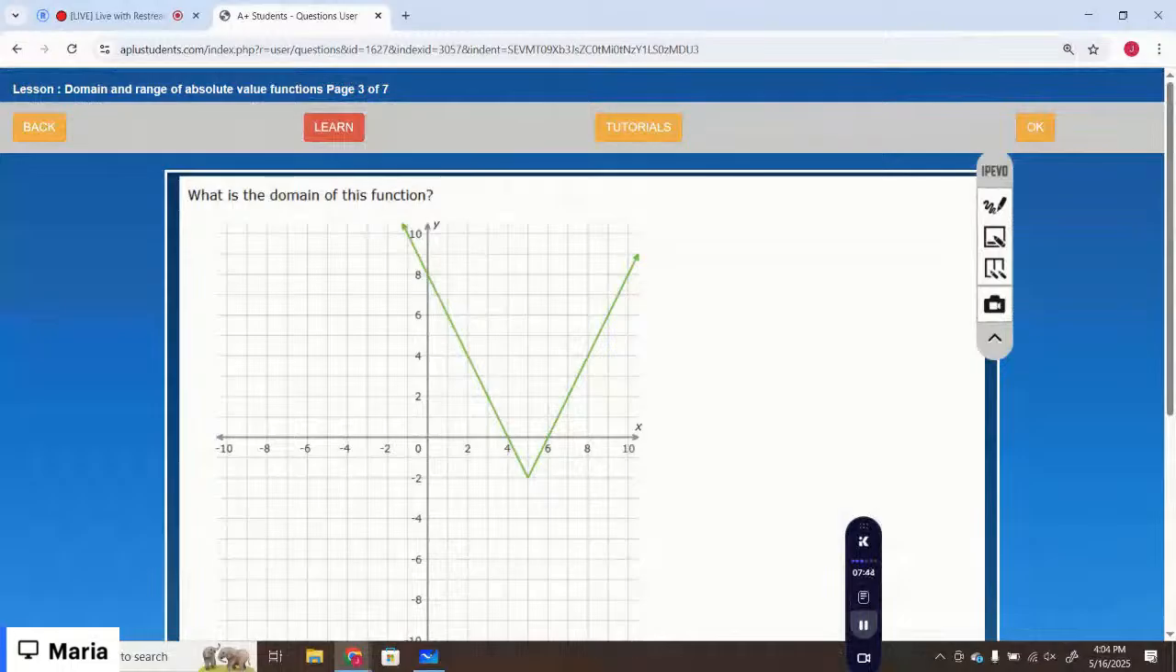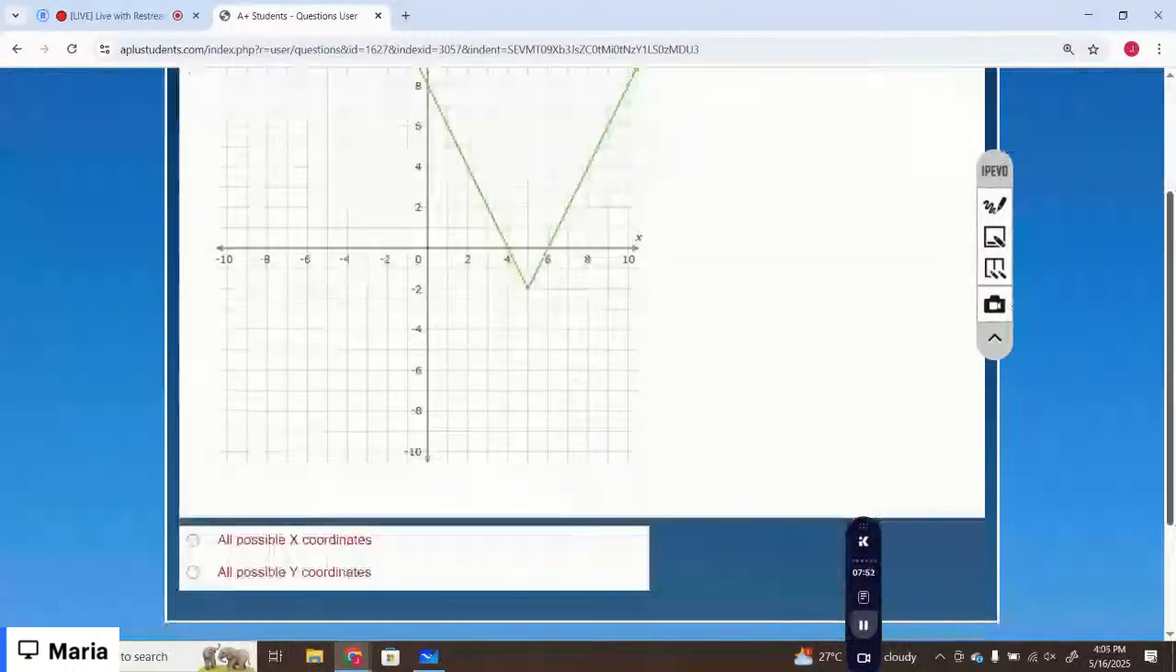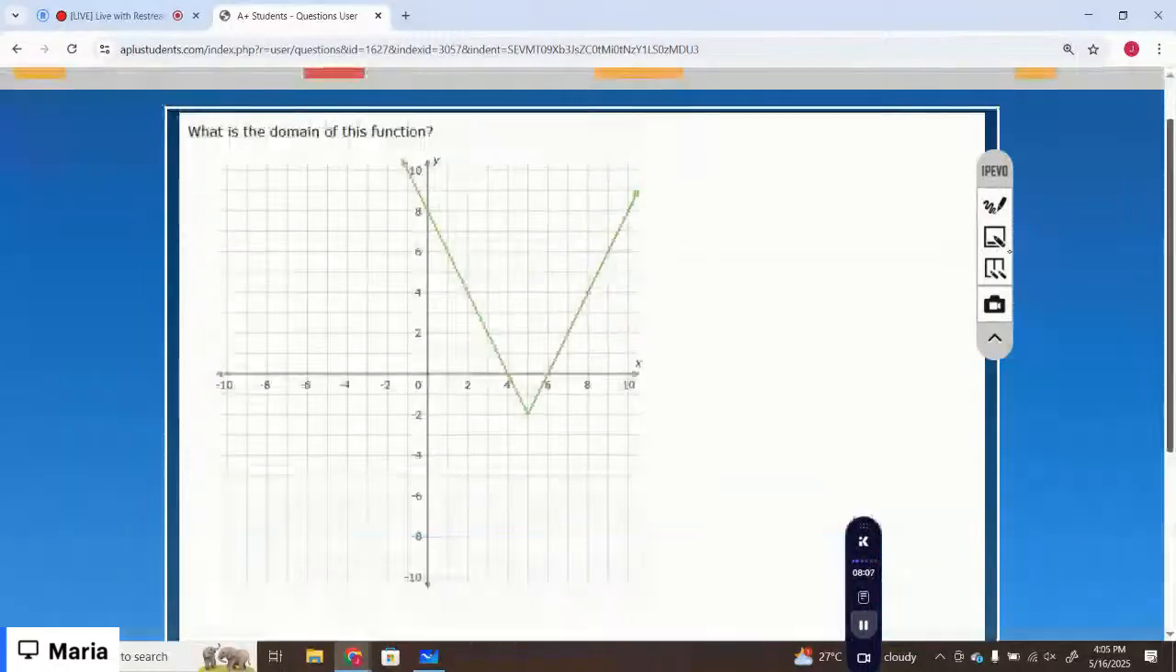What is the domain of this function? We will define the domain of the function. So the domain is all the possible x coordinates. Option number one is the correct option. That is the domain of the function.